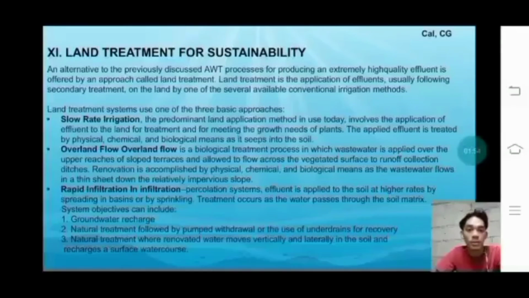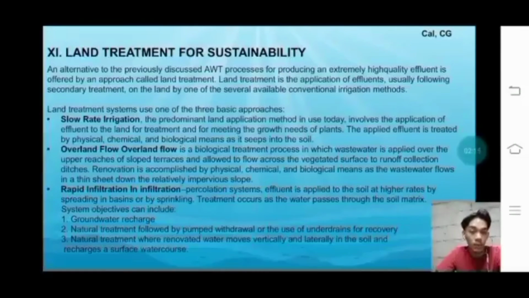So the third is rapid infiltration. In infiltration-percolation systems, effluent is applied to the soil at higher rates by spreading in basins or by sprinklers. Treatment occurs as the water passes through the soil matrix.